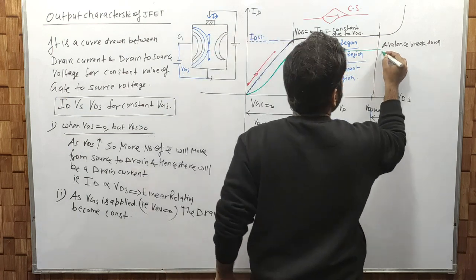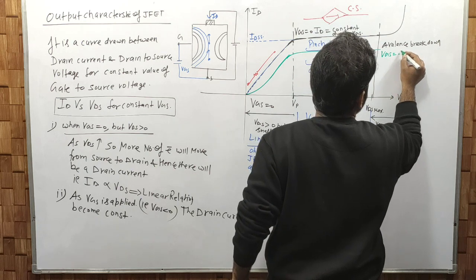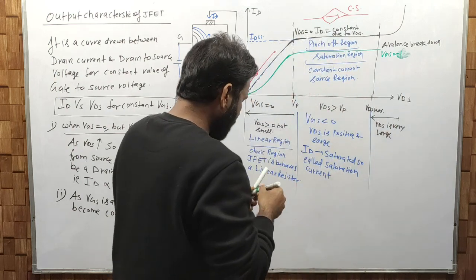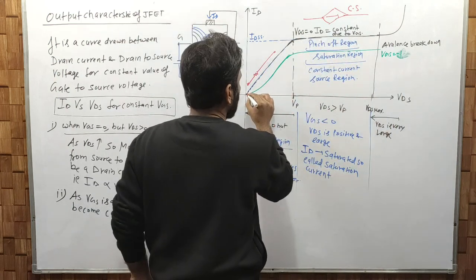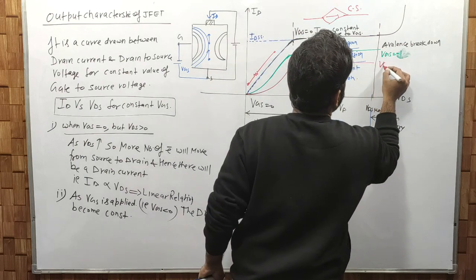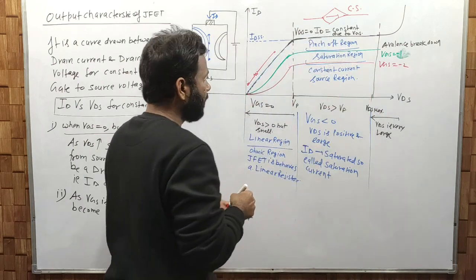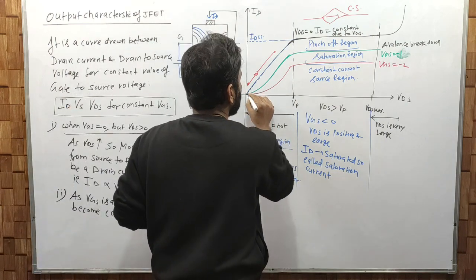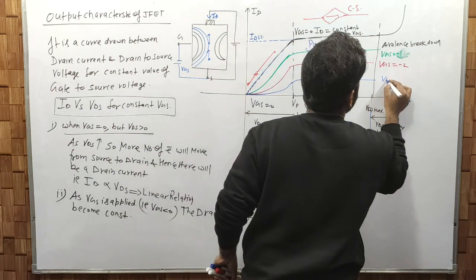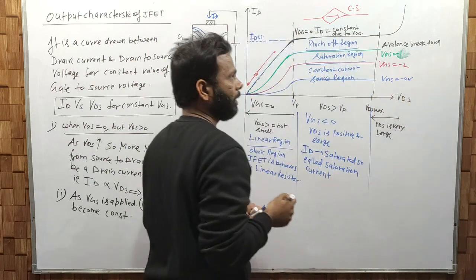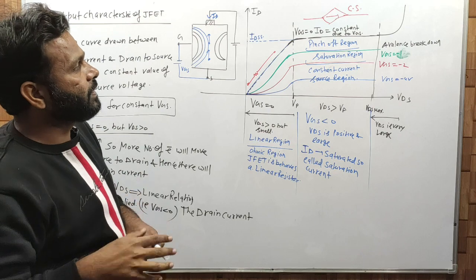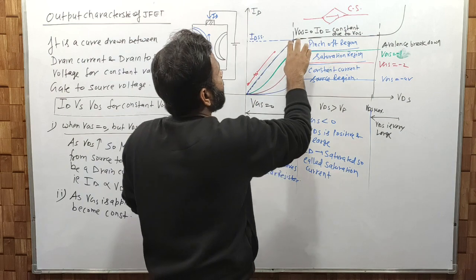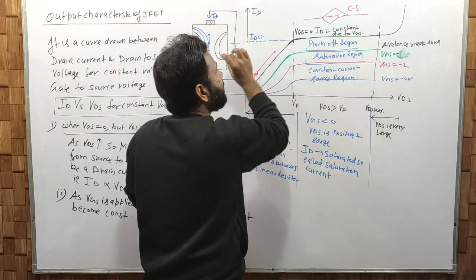For this, VGS is minus 1 volt. Then for the next value of VGS, minus 2 volt. Then suppose I'm applying the third value of VGS, then the curve is like that: VGS minus 4 volt, like that. Clear है? So as VGS increases in a negative manner, the saturated drain current's value is decreasing.